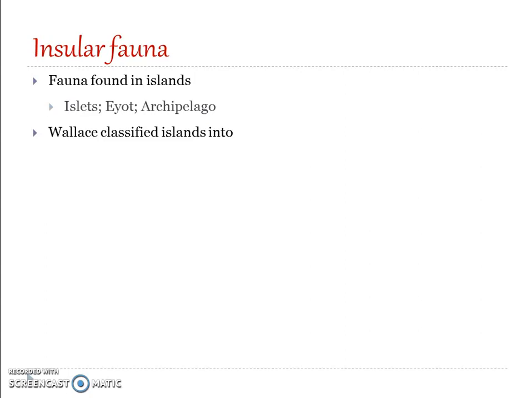Now, the theory of island biogeography holds that the number of species found on an island is determined by two factors. The first is the effect of the distance of the island from the mainland, and the second is the effect of the island size. These would affect the rate of extinction of animals on the islands and the level of immigration as well.